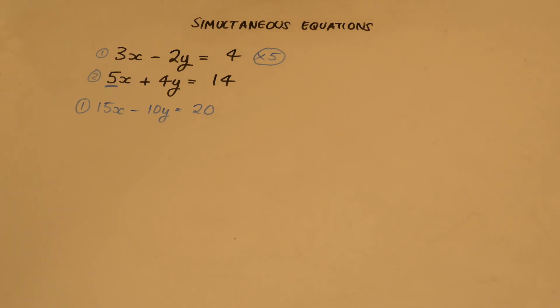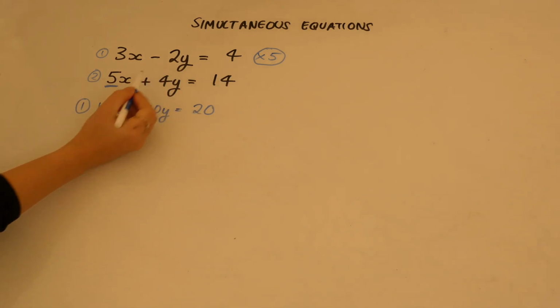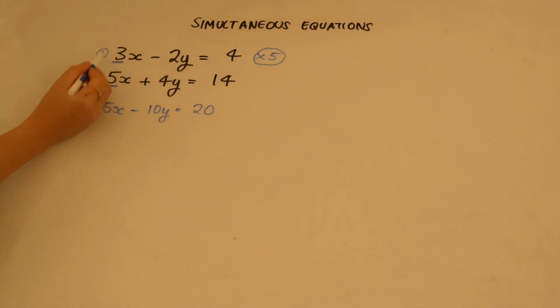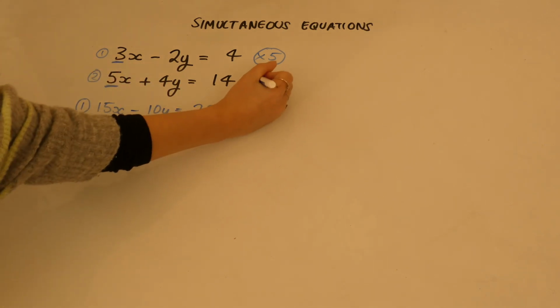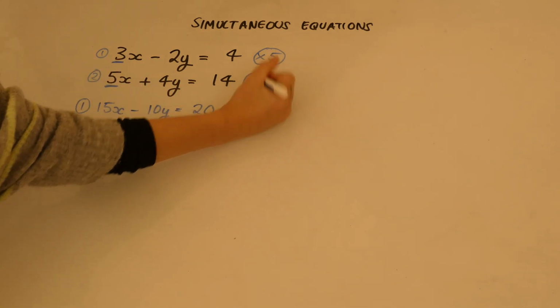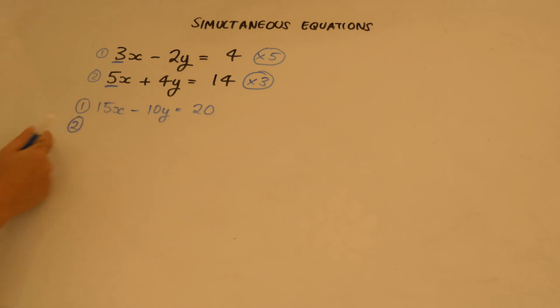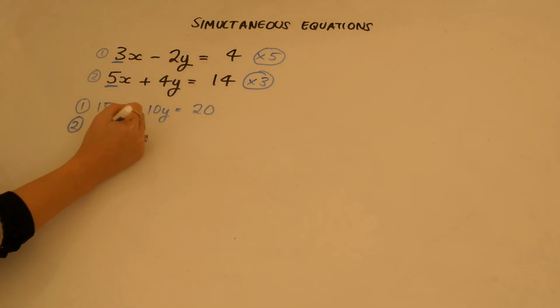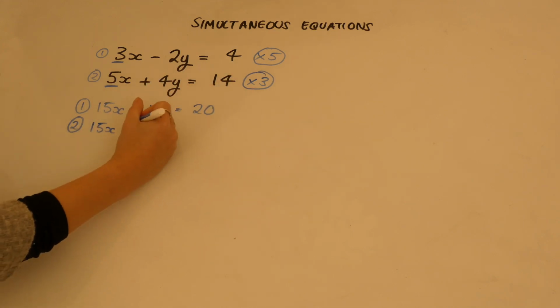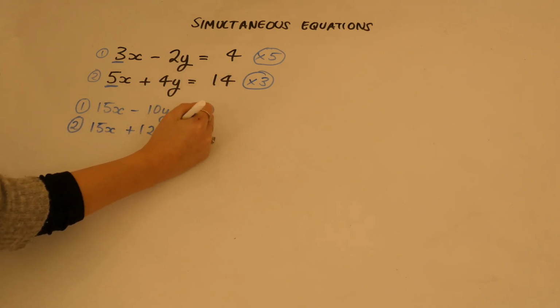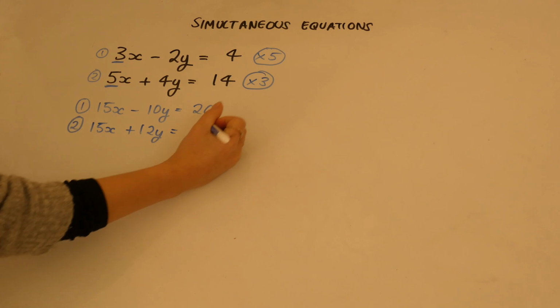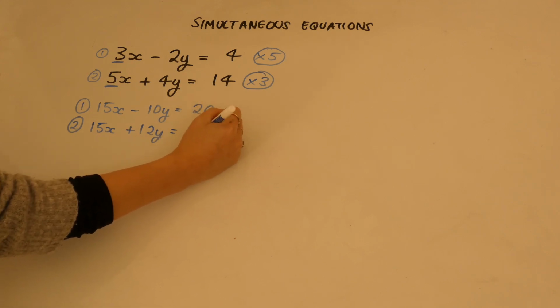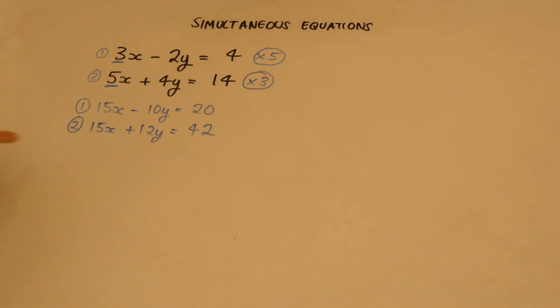What we now need to do is go ahead and take the second equation, and we're now going to multiply it by the coefficient in front of our x in equation 1. So we're multiplying the whole thing by 3. So let's rewrite our equation 2 now. We're going to get 5x times 3, which is 15x, 4y times 3, which is plus 12y, and then 14 times 3, which just gives us 42. Now you can see we've got a matching coefficient. We've got 15 in front of our x in both equation 1 and equation 2.